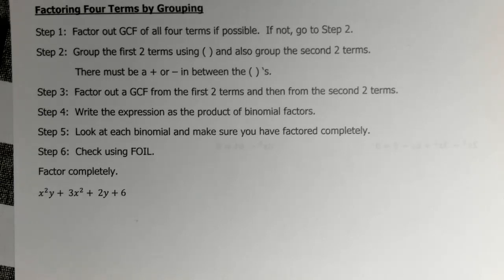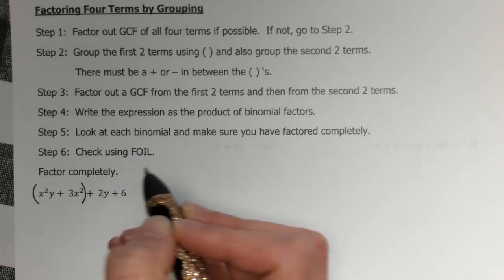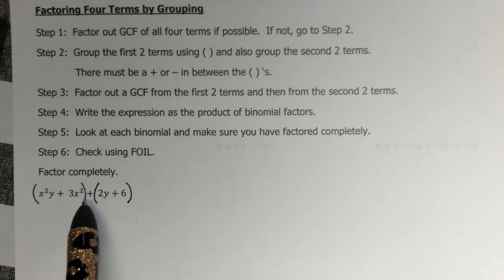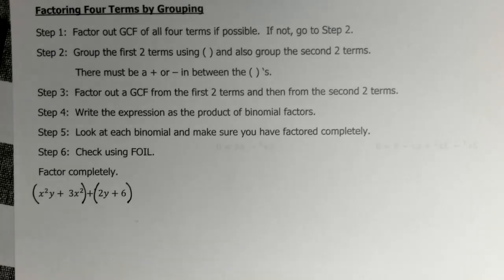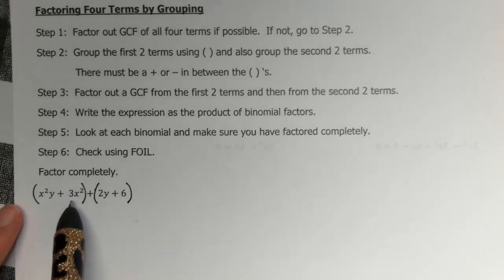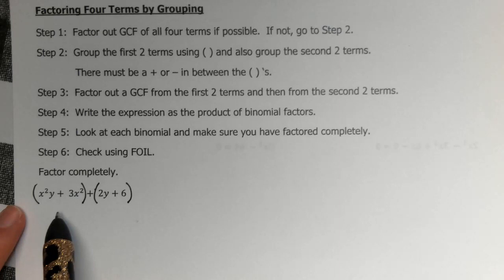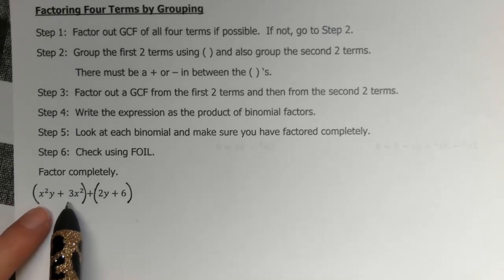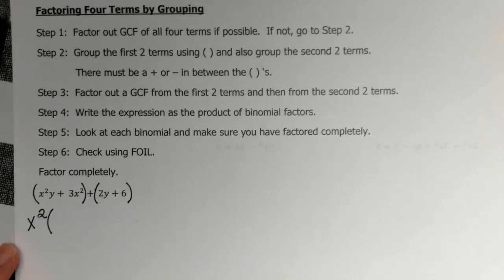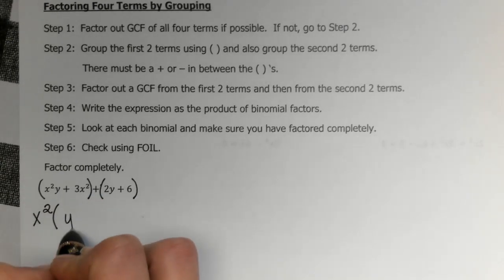Okay? So when you don't have a GCF, you're going to group the first two terms, and then you're going to group the last two terms, and you're going to leave that sign in the middle. Okay? If it's a plus, you don't have to do anything weird. But if there's a minus there, we're going to talk about what you have to do on the next example. Okay, so if I have x squared y plus 3x squared, this is my first group. I'm going to now take out a GCF just with these two terms. So my GCF here would be x squared. And that's going to leave me with y plus 3.